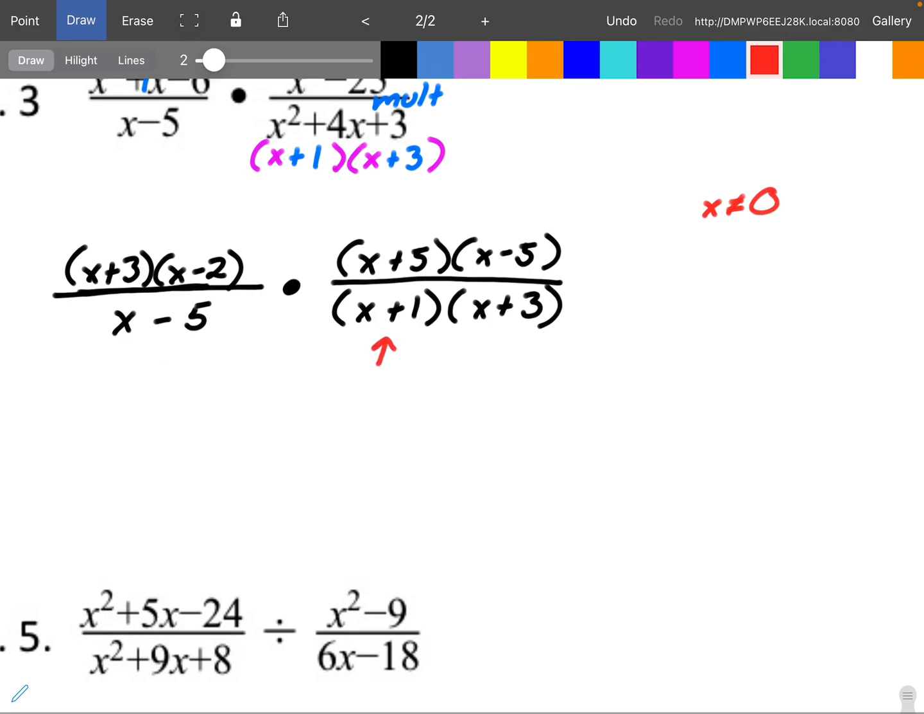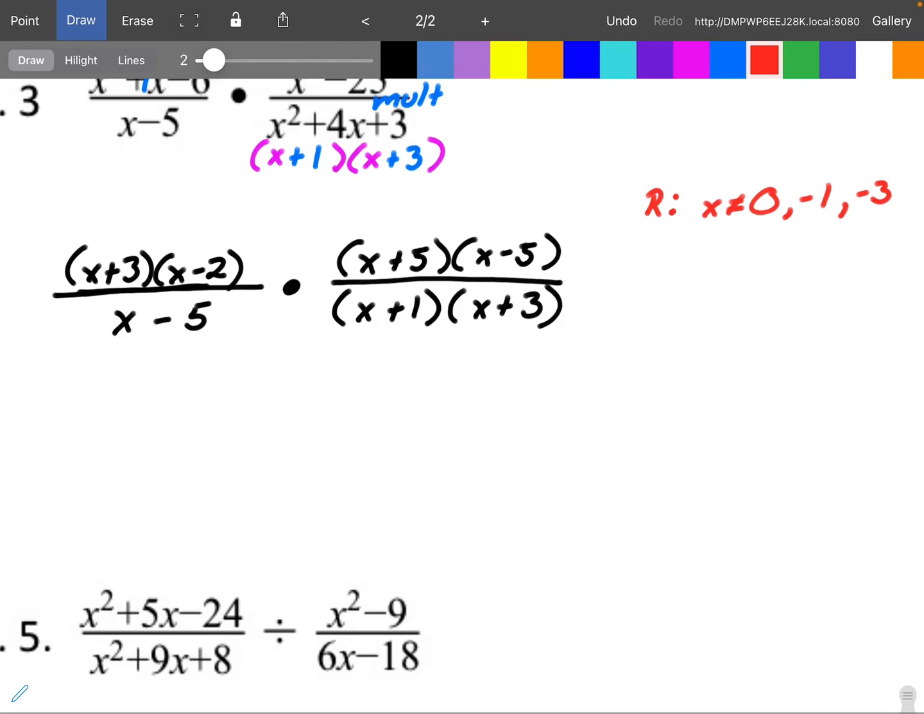All right, let's go to the second fraction. For that factor to equal 0, x would have to be -1. So x cannot equal -1 either. For this factor to equal 0, x would have to be -3, because -3 plus 3 is 0. So that means x also cannot equal -3. So these are our restrictions.